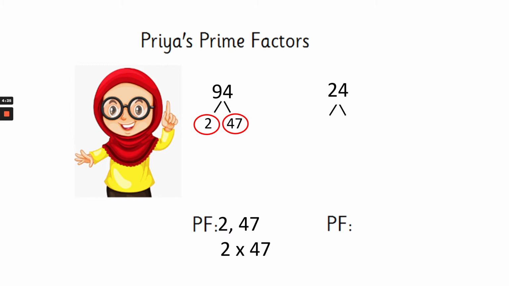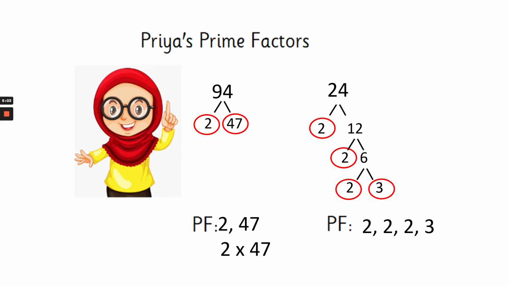24 is also an even number, so I'm going to use the fact 2 times 12 is equal to 24. 2 is prime, but 12 is composite, so we need to find a factor pair for 12. I'm going to use the factor pair 2 and 6. 2 is prime, but 6 is composite, so let's find a factor pair for 6. 2 and 3. 2 is prime, 3 is prime. So now we list the prime factors: 2, 2, 2 and 3.